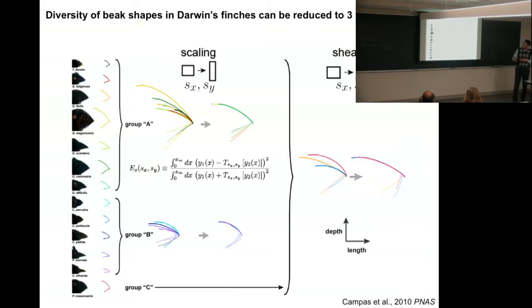In fact, since then, we expanded this analysis to many other songbirds. We've now looked at multiple families of songbirds, and we showed that the same two-tier variation continues to explain their diversity.